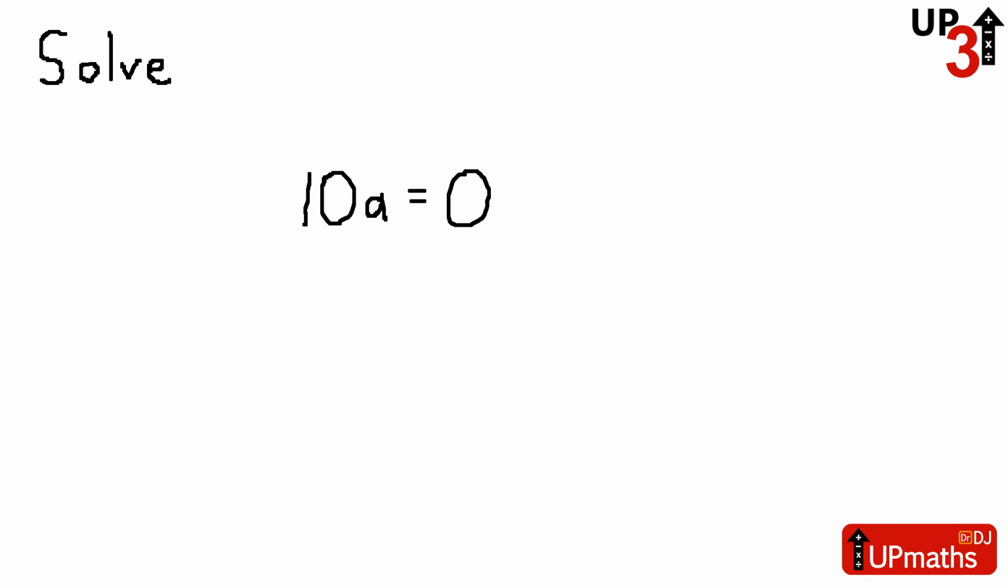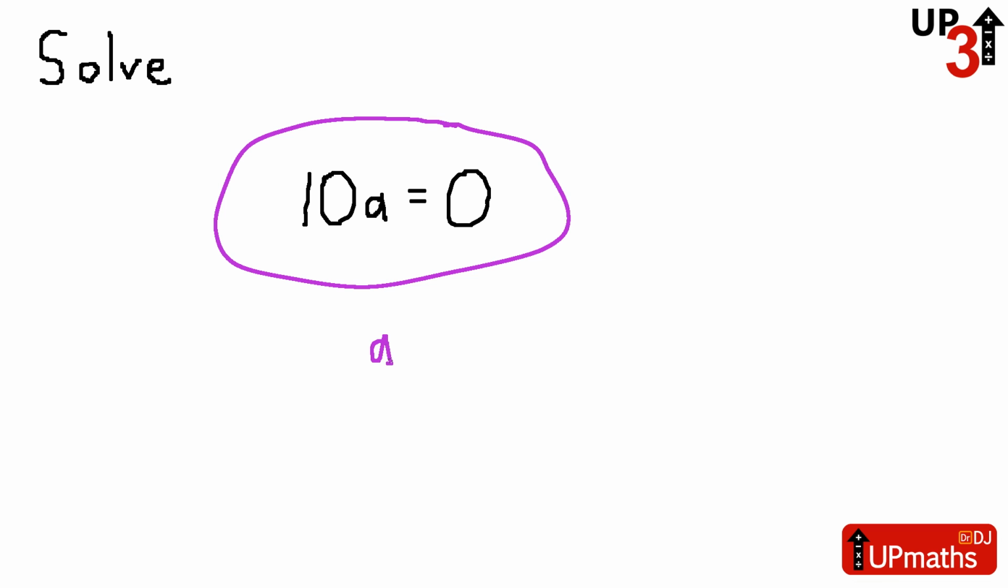I pretty much always use the same progression teaching method to show how to solve quadratic equations. This is how I solve quadratic equations. First of all, can you solve this though? Answer: a equals 0. Why? Because 10 times something equals 0, so that something's got to be 0.